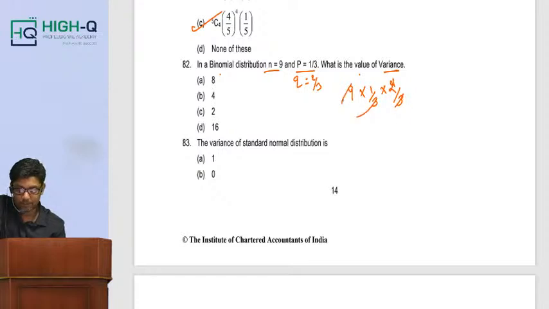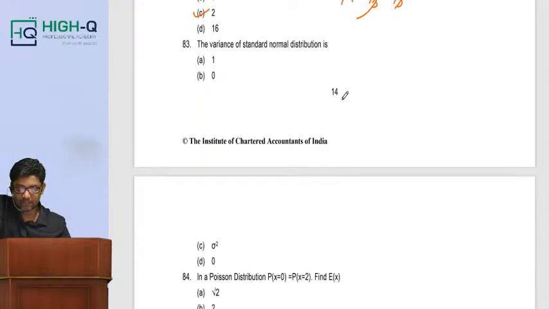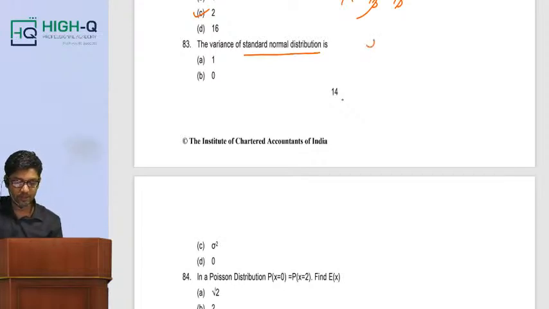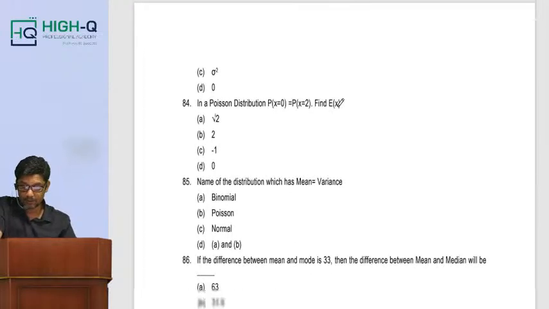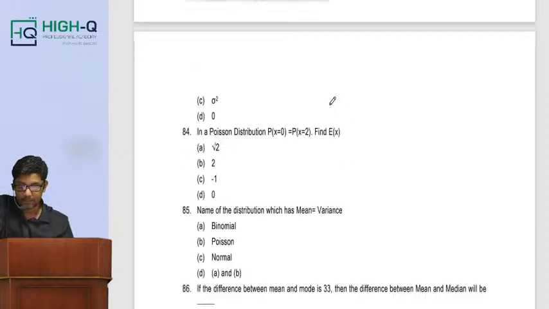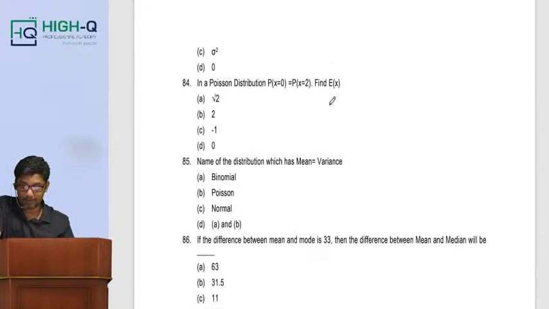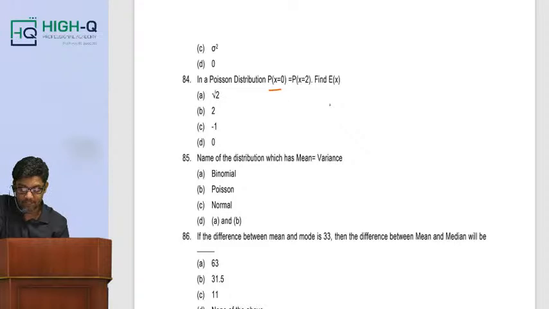9 and 2. The variance of a standard normal distribution. I think you know. Standard normal distribution means mu is 0, sigma is equal to 1. If sigma is equal to 1, variance is also 1. That's where standard normal. Remember it, the word. Now P of x is equal to 0 is P of x is equal to 2. Find E of x. That means m.